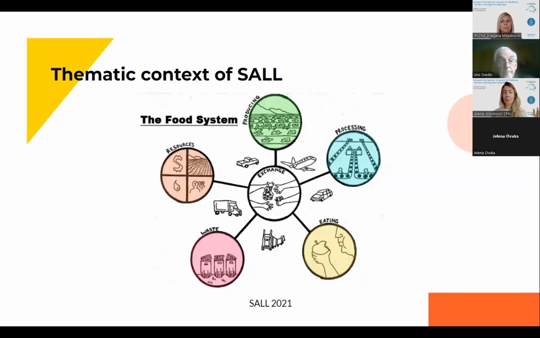We put the thematic context of SAL as wide as possible. I took this picture from the internet, but I just couldn't find something more illustrative. This food system topic could be understood by any of our communities as they want. They can pick a topic from any part of the resources: producing, processing, eating, waste, exchange. Any of these topics could be part of SAL. They had all the freedom to choose by themselves.